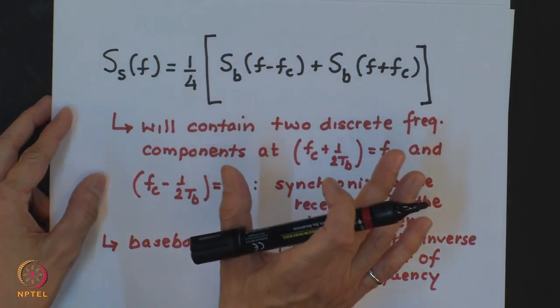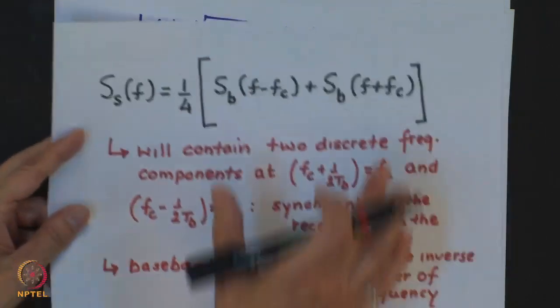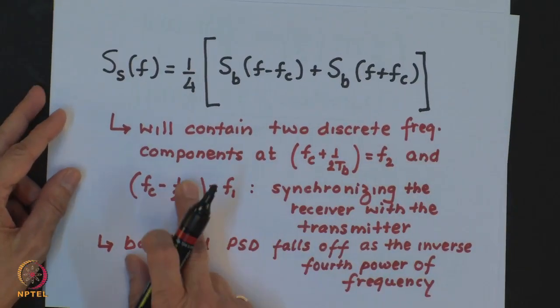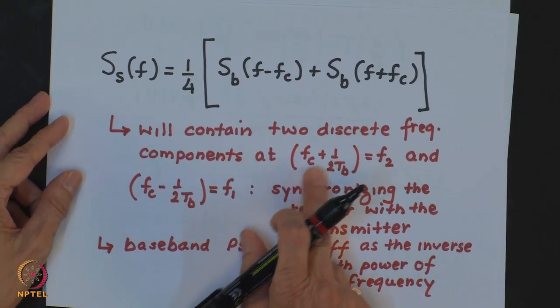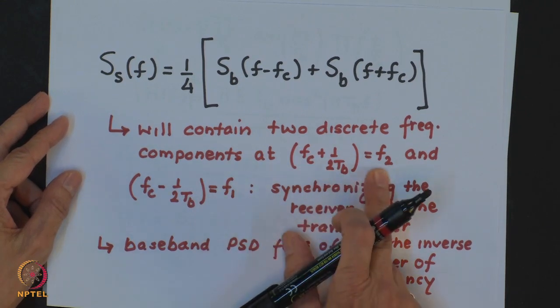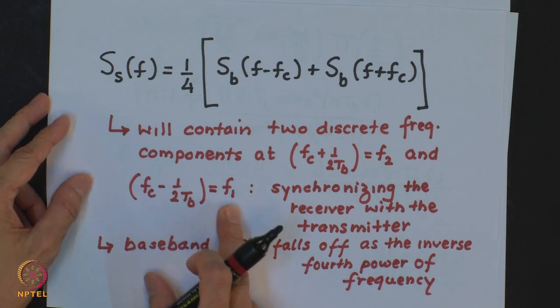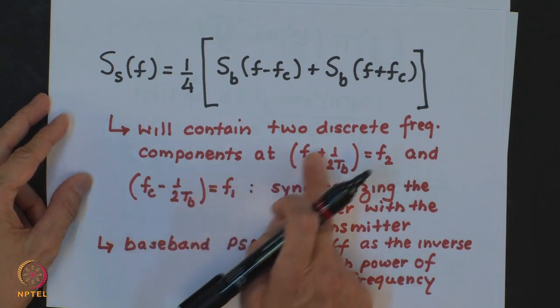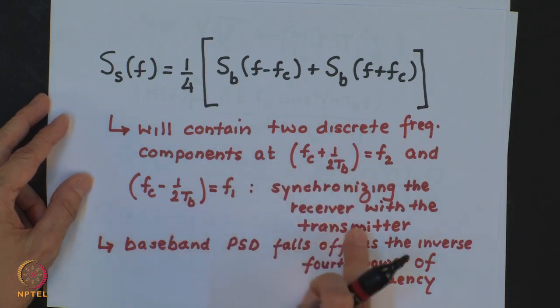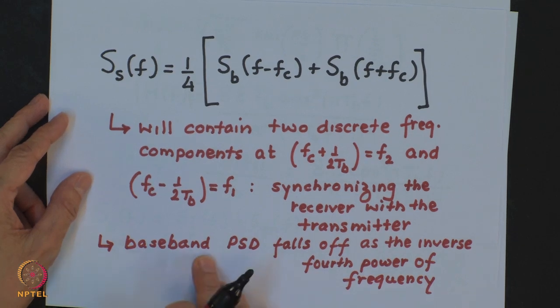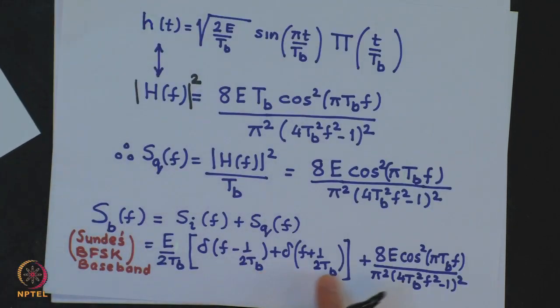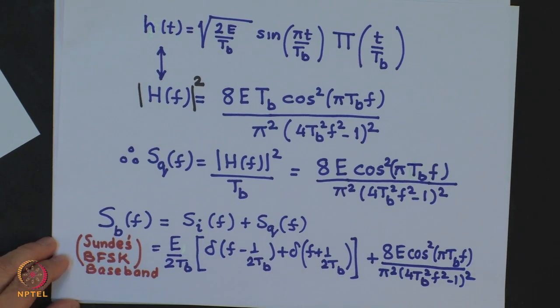What is more important to know is that once I do this, it will contain two discrete frequency components, one at Fc plus 1 by 2Tb, which I can call F2, and the other at Fc minus 1 by 2Tb, which I can call F1. It is important to know that these two discrete components help in synchronizing the receiver with the transmitter. Another important thing to observe is that the baseband power spectral density falls off as the inverse fourth power of the frequency.